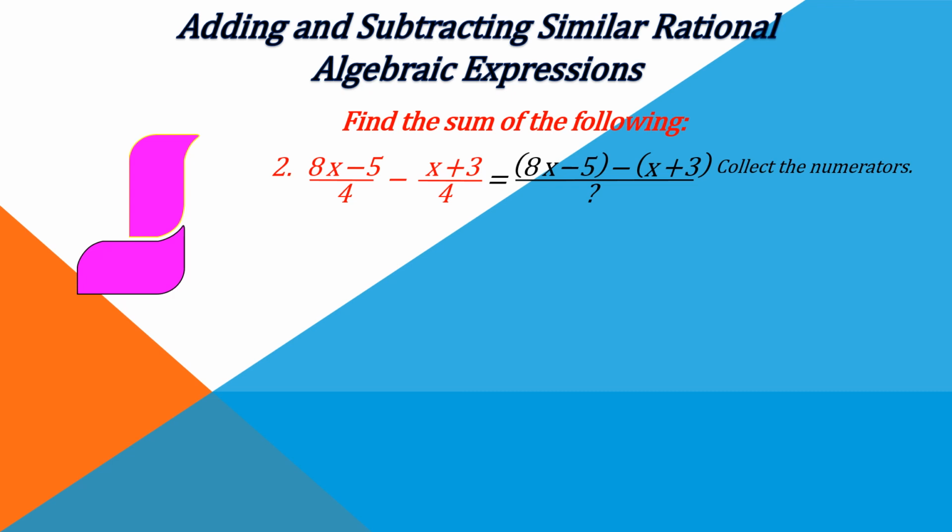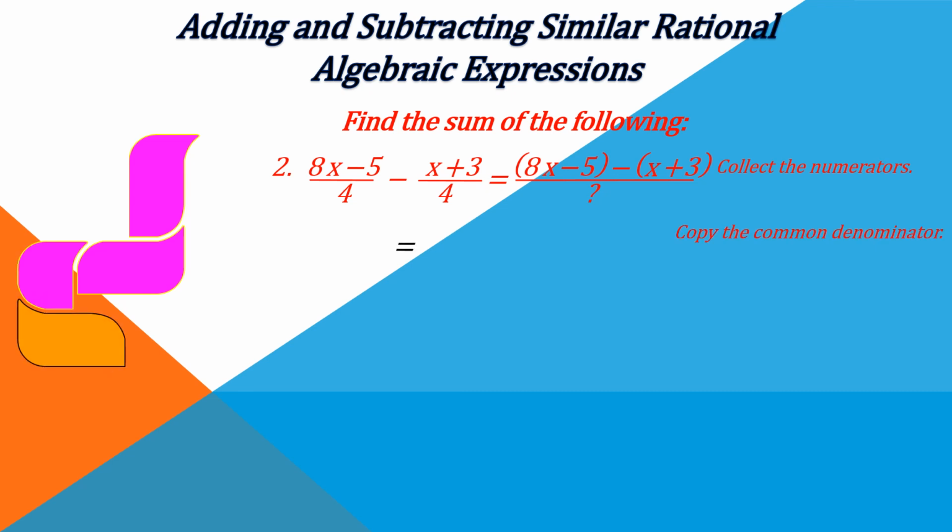we don't know yet what the common denominator is, so that is our first step. Copy the common denominator, which is equal to 4. Therefore, the common denominator is 4, with quantity 8x minus 5 minus quantity x plus 3. Now, simplifying the expression, as I have told you, we need to change the sign of the subtrahend.